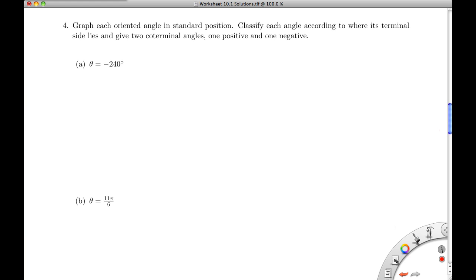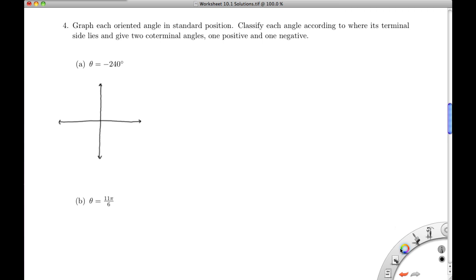Now, in number 4, we're asked to visualize and sketch these angles and then find ways of classifying them. First, we're asked to graph the oriented angle in standard position, meaning that the vertex, the center of rotation, is the origin, and then classify each angle by where its terminal side lies. So we want to know basically which quadrant it falls in, or if it lands on one of the axes. We'd want to be able to recognize that. So let's get a set of axes going here. We've got our y-axis, and we've got our x-axis.